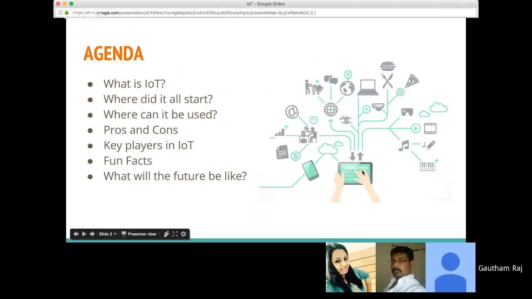Okay. So this is the agenda for today for the session. What is IoT? Where did it all start? Where all can it be used? The pros and cons and the key players. And I'll just show you some fun facts related to IoT and also some memes related to IoT.